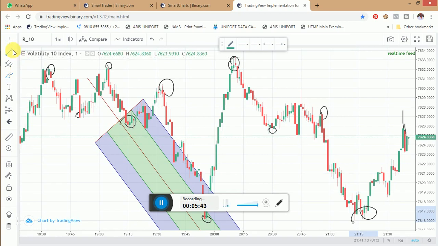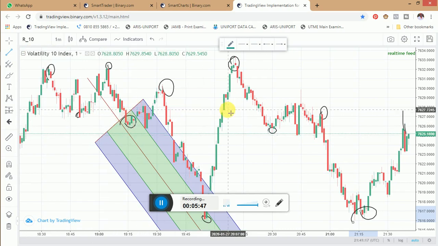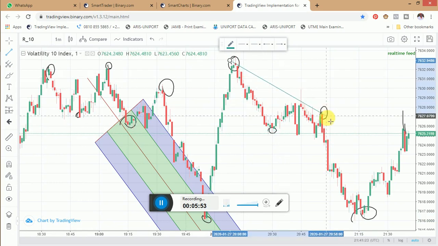Let's say for instance, there's one that we call a trend line. You might want to connect one or 2 points. Let's say you want to know, okay, let's just connect these points together.